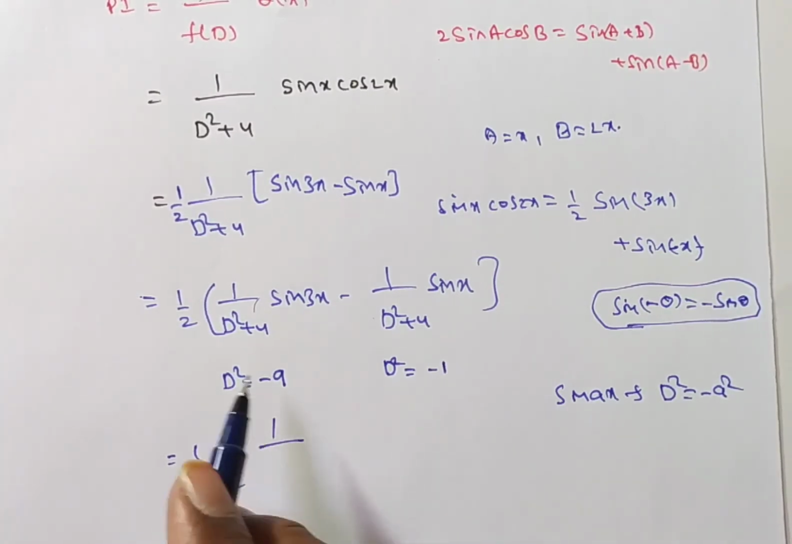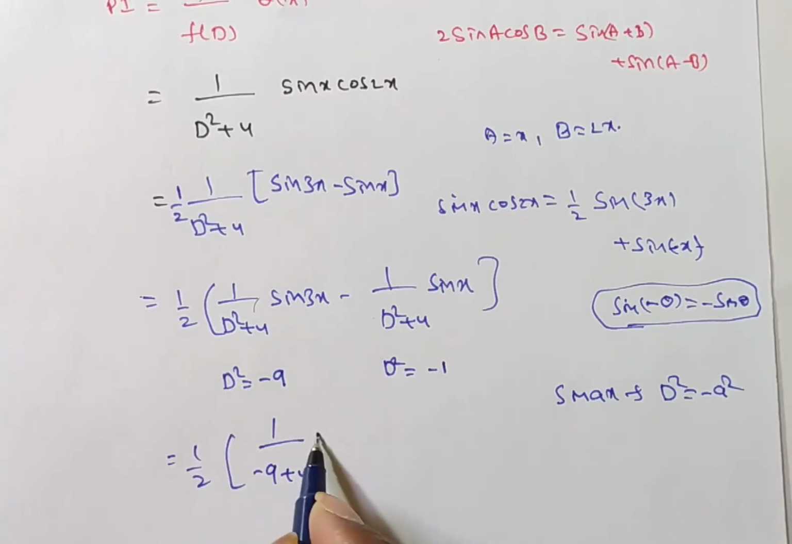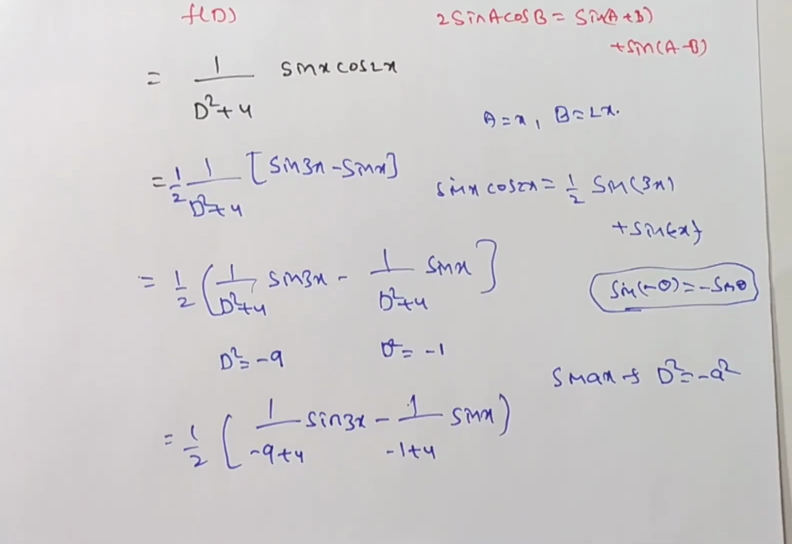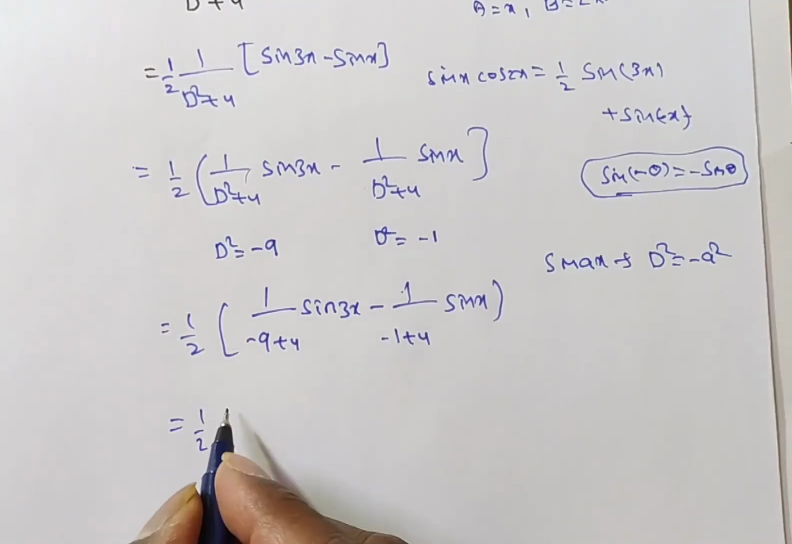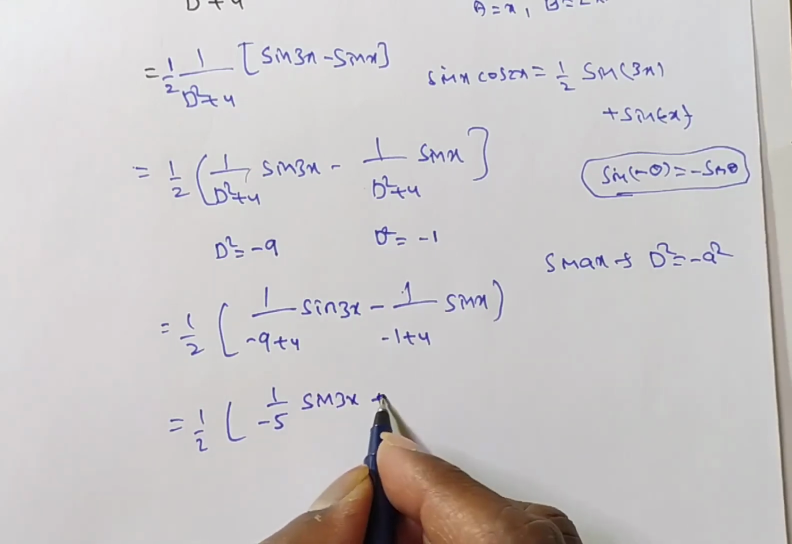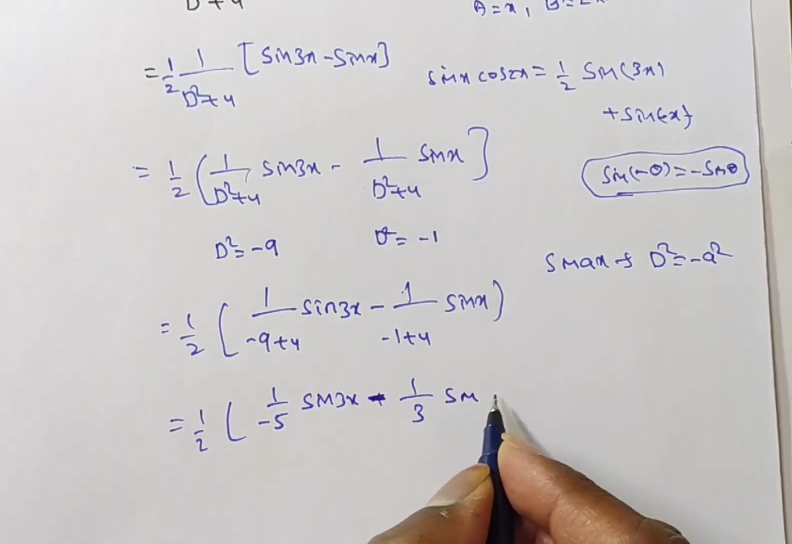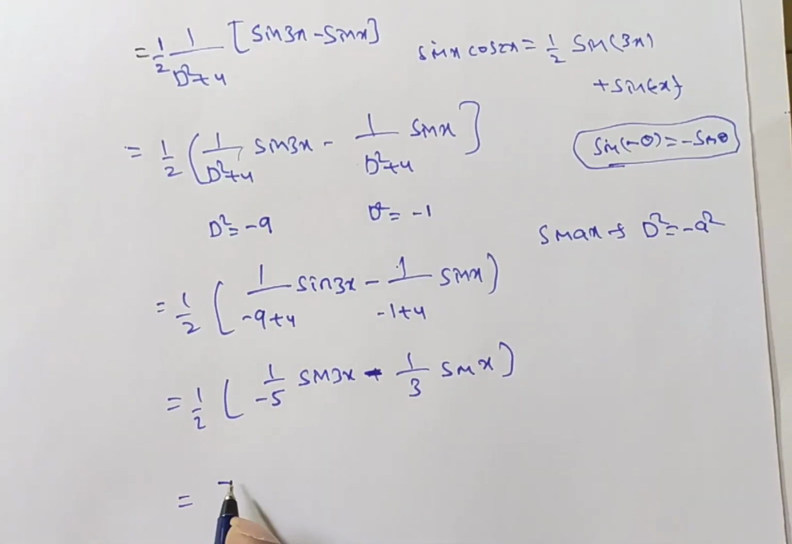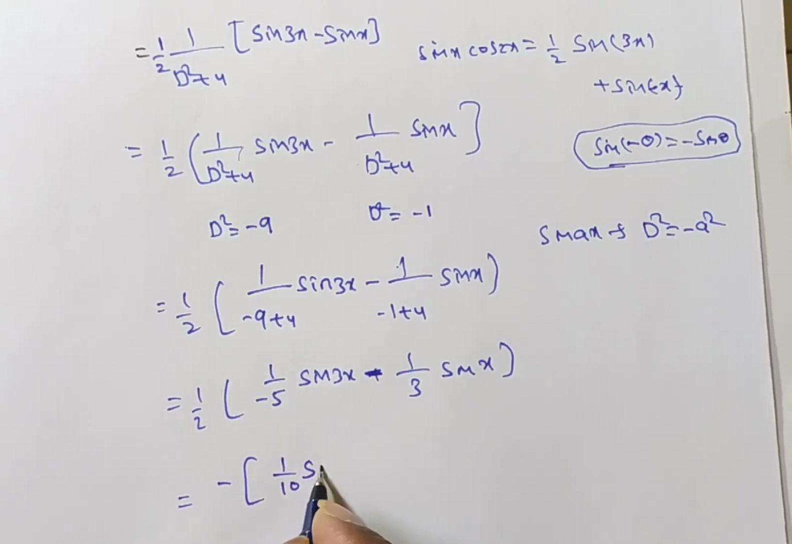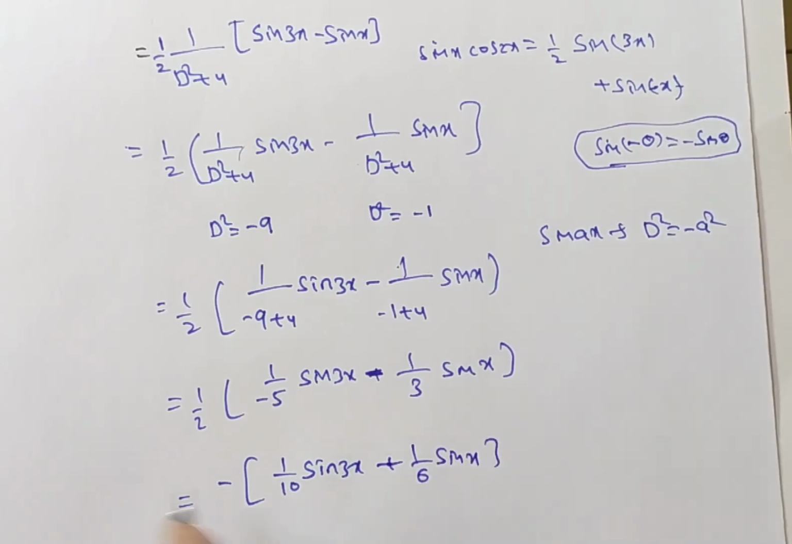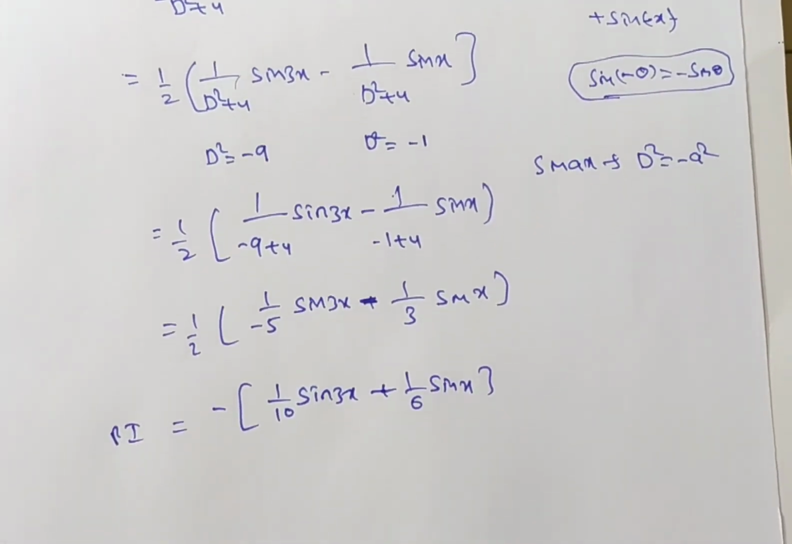You see, 1 by minus 9 plus 4 into sin 3x minus 1 by minus 1 plus 4 into sin x. So if you simplify this, then we will have 1 by 2 times of, this is 1 by minus 5 into sin 3x. This is minus 1 by 3 sin x. Now minus you can take common and multiply inside, then you will have minus of 1 by 10 times of sin 3x plus 1 by 6 times of sin x. This is the particular integral.